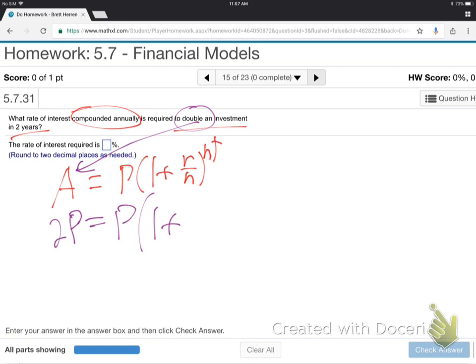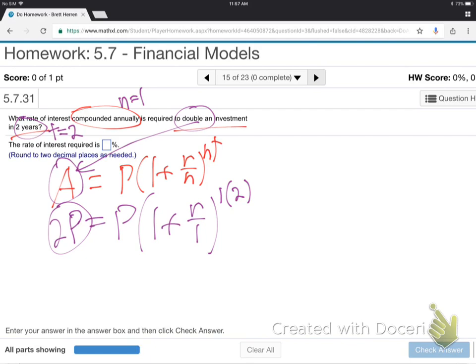And the rate's what we're trying to find. What's the N? Yeah, annually, once a year. And the T, 2 years, they said right here. So far, so good. Not making sense? So the amount is twice the principal. It's twice the principal investment. Right? Because the P is the principal investment.